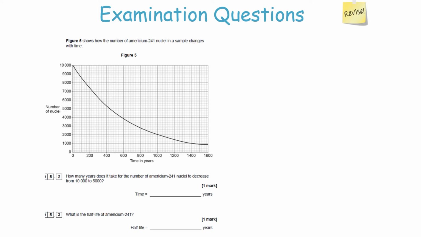Right, so what would you do here? So you look to see where it starts as 10,000 on the graph. So it starts at 10,000 at 0 time in years.